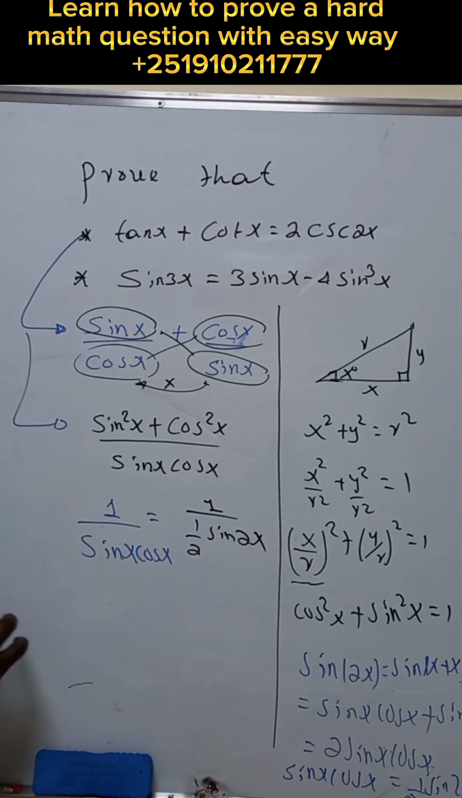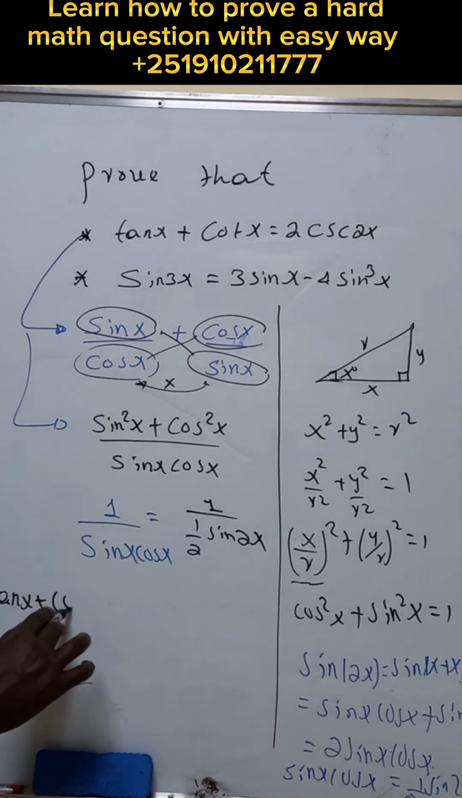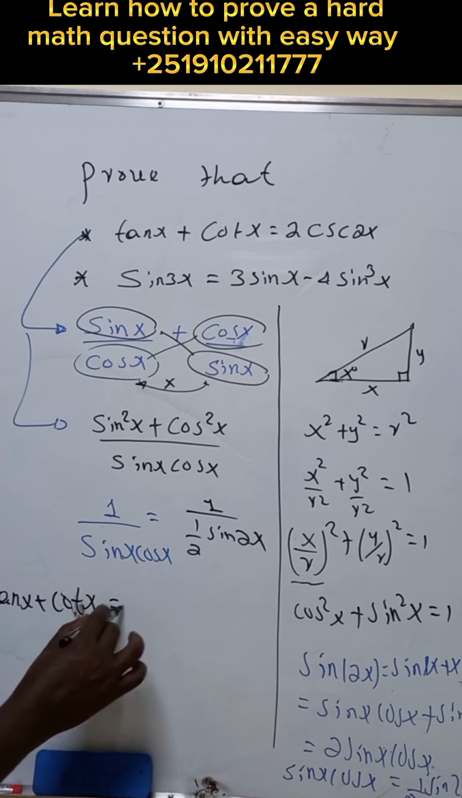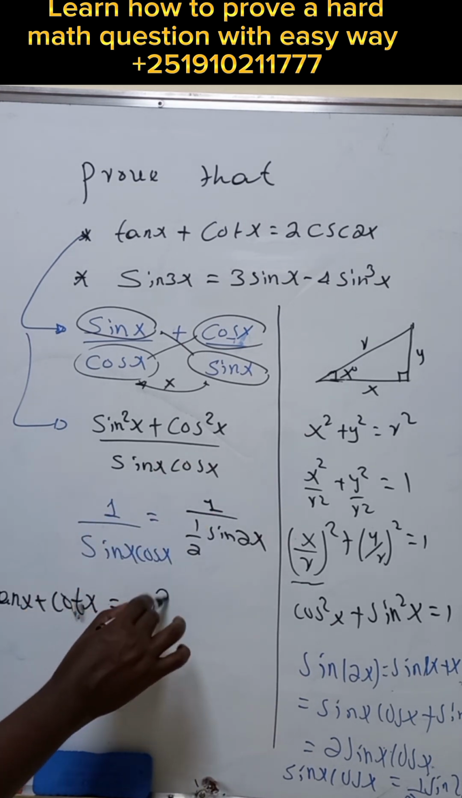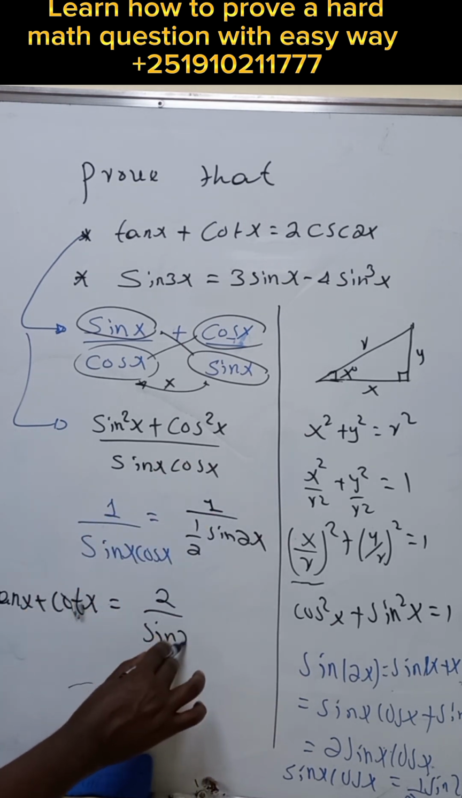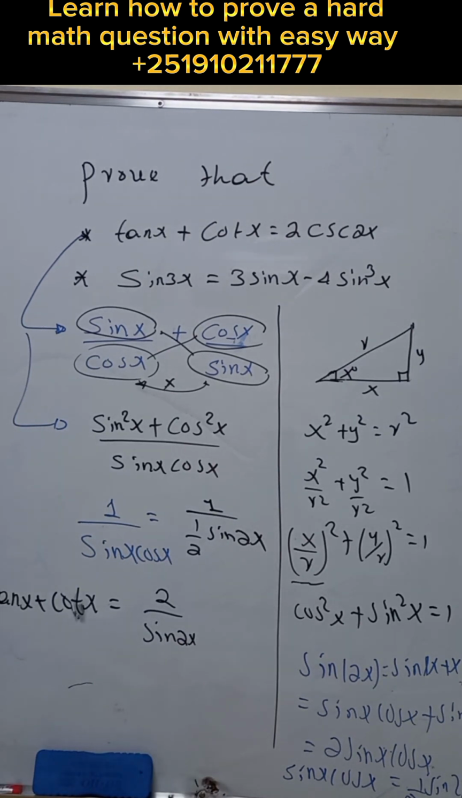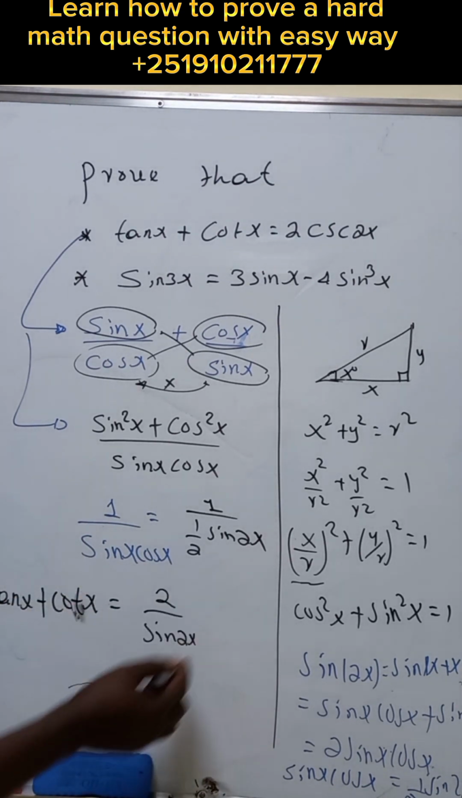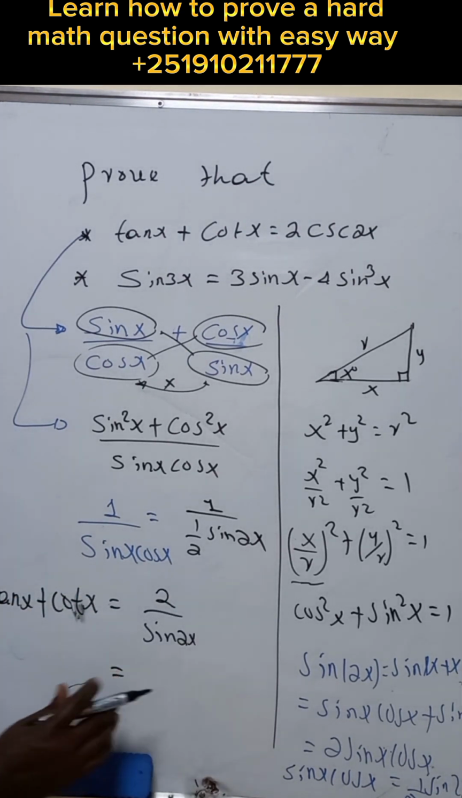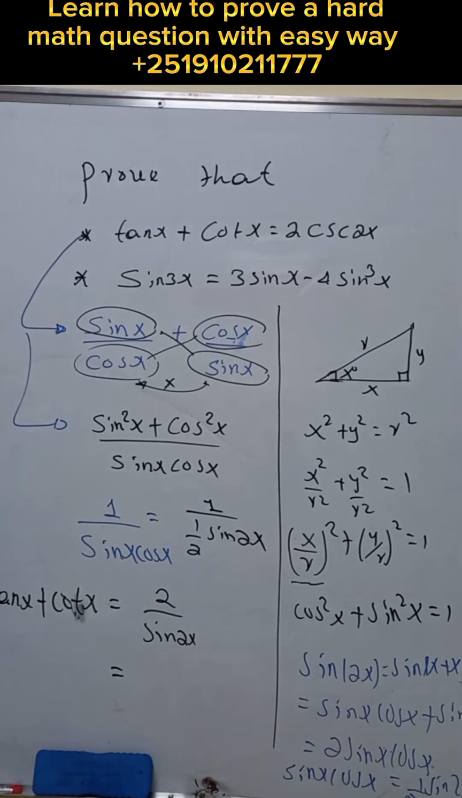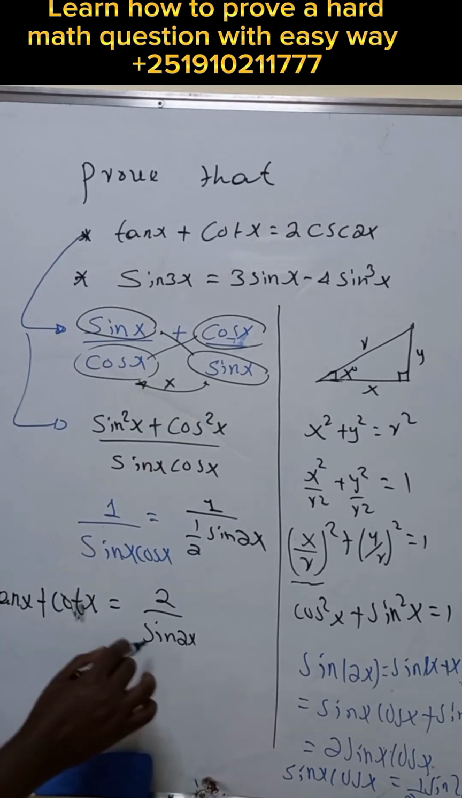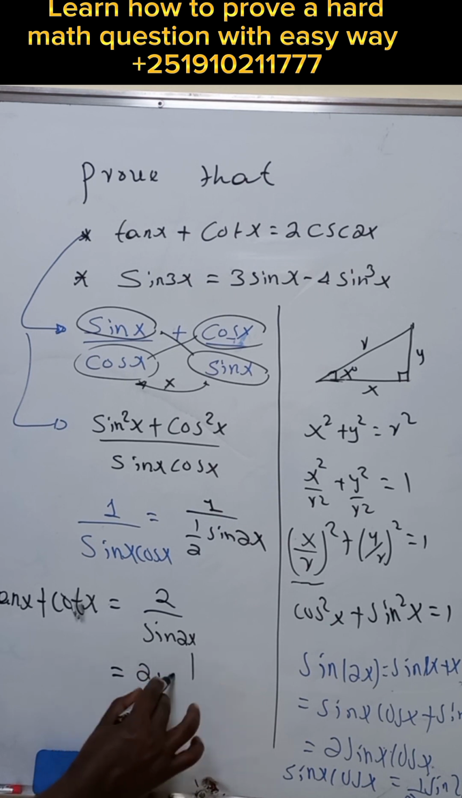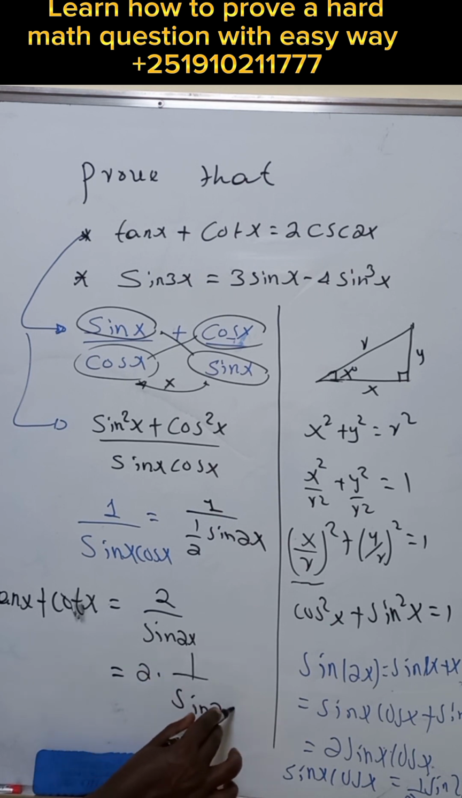This implies that immediately tan x plus cotangent of x, when we take the reciprocal, is going to be 2 over sine 2x. So tangent of x plus cotangent of x is 2 over sine 2x. And you know from the reciprocal identity that the reciprocal of sine is cosecant. So that's 2 times 1 over sine 2x.